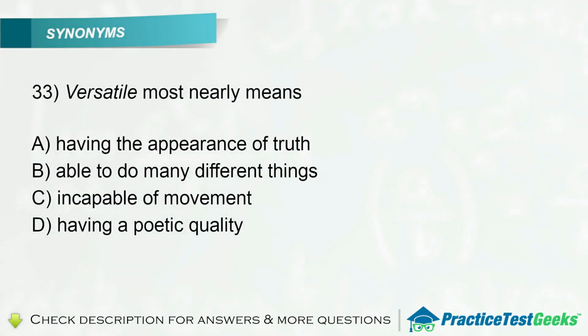Question 33. Versatile most nearly means A. Having the appearance of truth. B. Able to do many different things. C. Incapable of movement. D. Having a poetic quality.